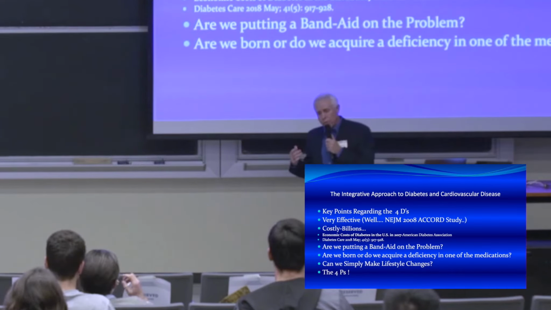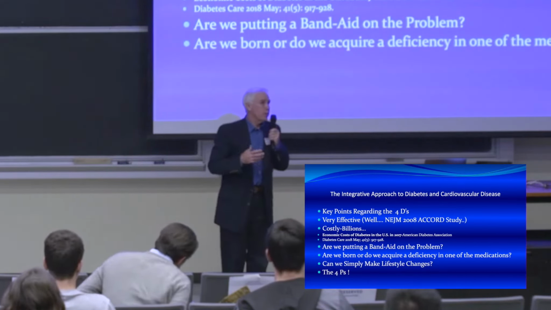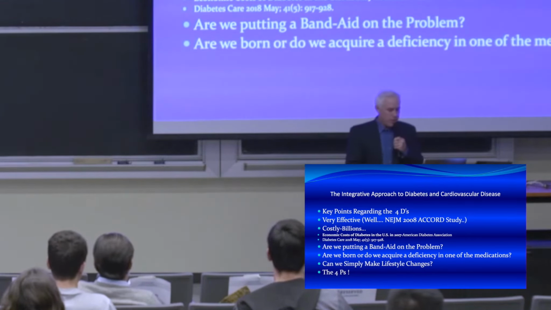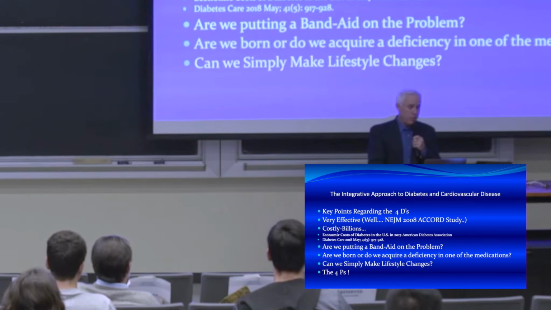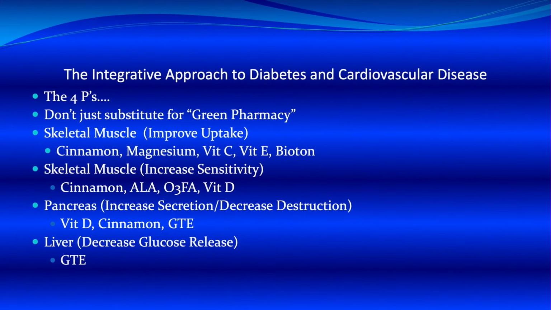Were you born with a deficiency in metformin? Were you born with a deficiency in sulfonylurea? Not really. We know these medications can work, but wouldn't it be better if we could just do some lifestyle changes, maybe the 4 Ps, and we could fix the problem? So there's the 4 Ps. So let's talk about the 4 Ps, again, in the integrative approach to diabetes and cardiovascular disease.